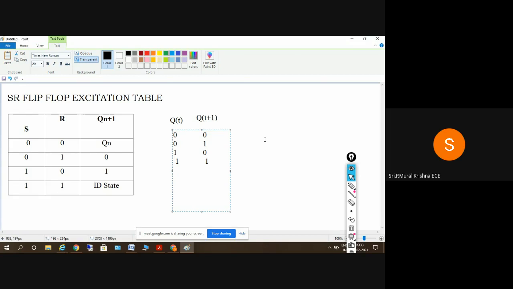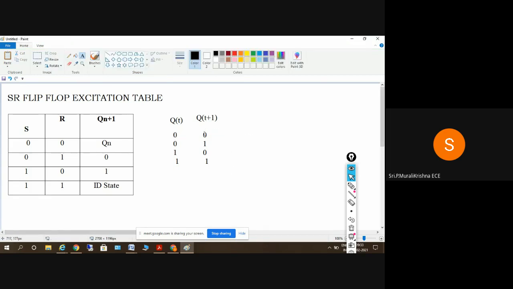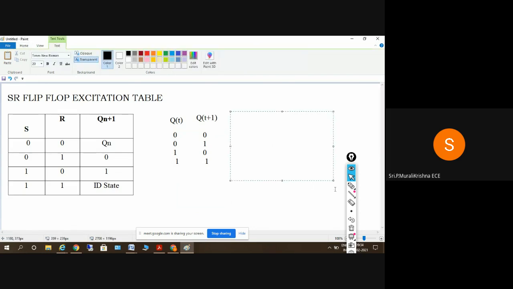The present state is 0 and next state is 0. The present state is 0 and next state is 1. The present state is 1 and next state is 0. The present state is 1 and next state is 1. So these are the 4 possible transitions that are available here, and we have to identify the inputs which are responsible for these 4 possible transitions.